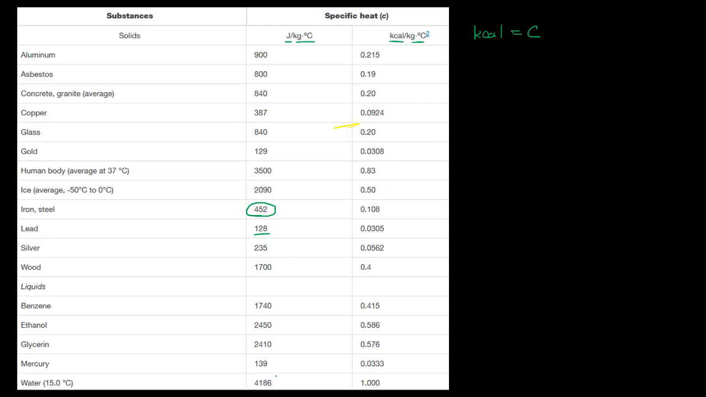Whereas when we look at water, 4186, so we're looking at nearly 10 times as much energy to raise it 1 degree Celsius. Over in kilocalories, you'll notice that's 1 kilocalorie, because 1 kilocalorie is equal to 4186 joules, and that comes from the definitions. So anyway, large specific heat means lots of energy required.